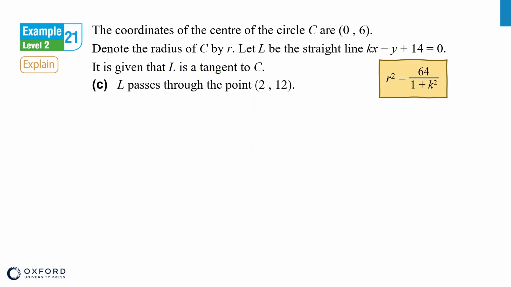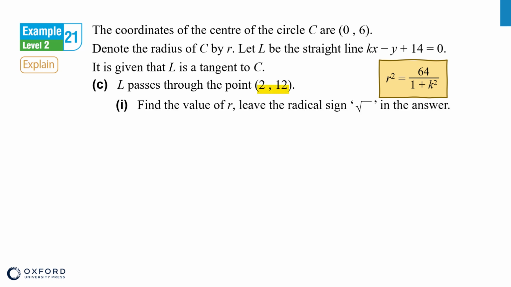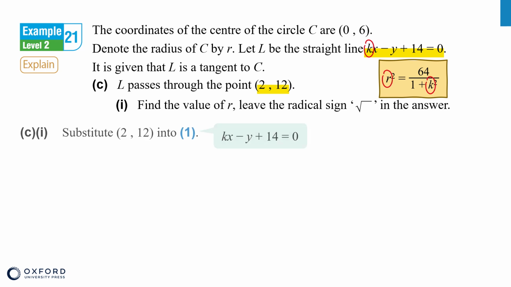Part C. It's given that L passes through the point (2, 12). In C1, we need to find the value of r. To do that, we put the given point into the equation of L to find k, and then use k to find r. Putting (2, 12) into the equation of L, k is equal to -1.